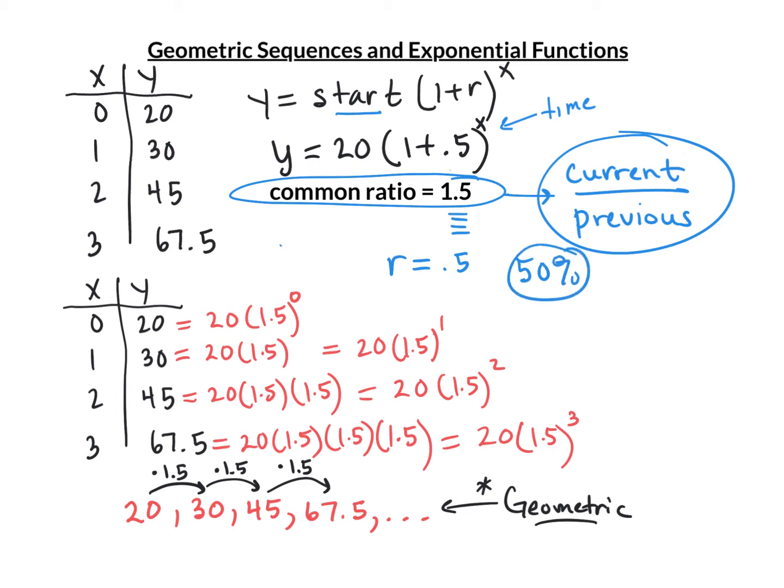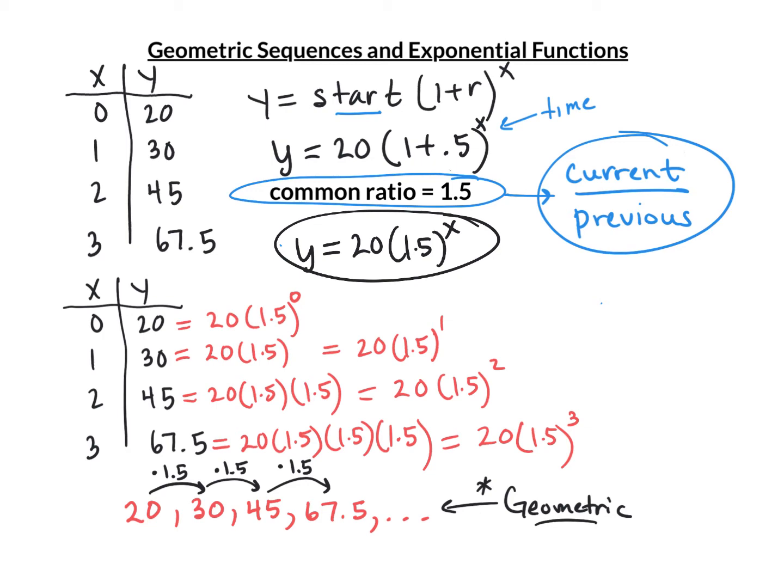Now look at these numbers. What's 50% of 20? 50% of 20 is half of 20, it's 10, and 10 plus 20 is 30. What's 50% of 30? Half of 30 is 15, that's 50%. 15 plus 30 is 45. 50% of 45 is 22.5, and 22.5 plus 45 is 67.5. You're growing by 50% every time you multiply by 1.5. This equation would be written as y equal 20 times 1.5 to the power of x.